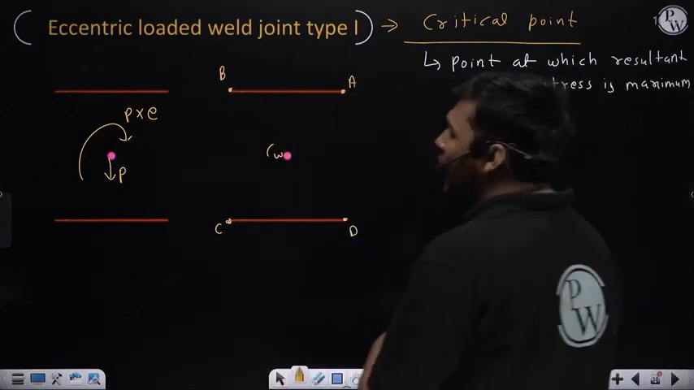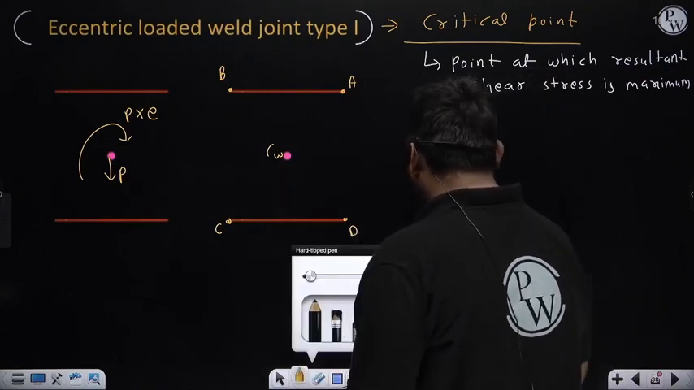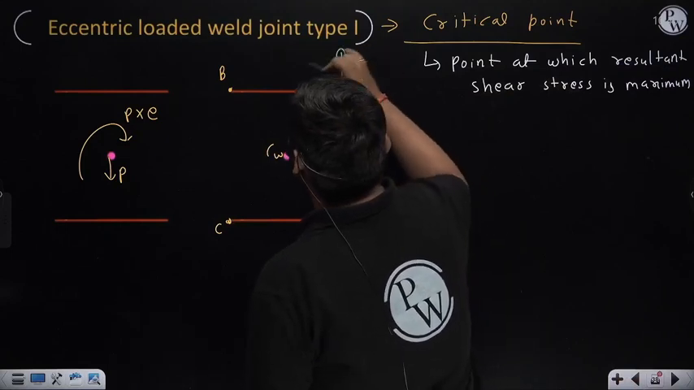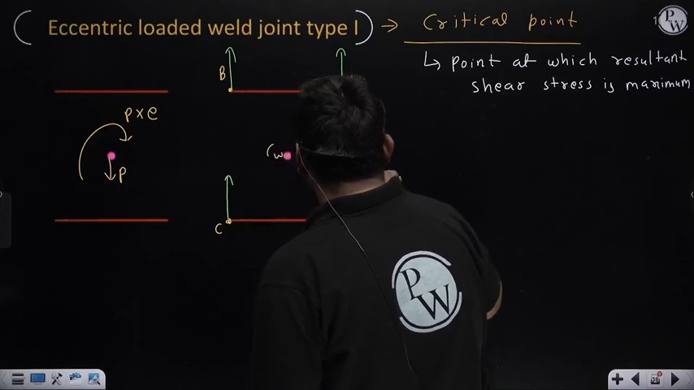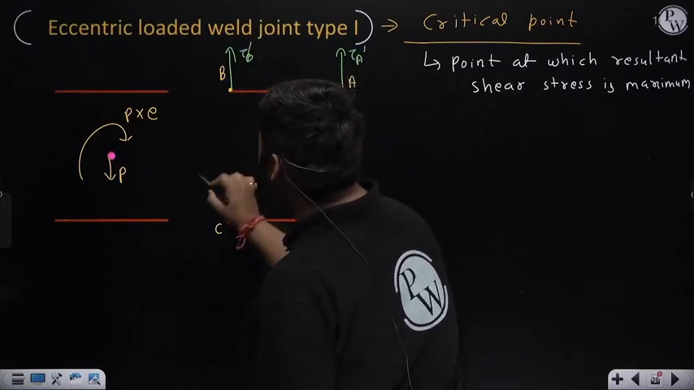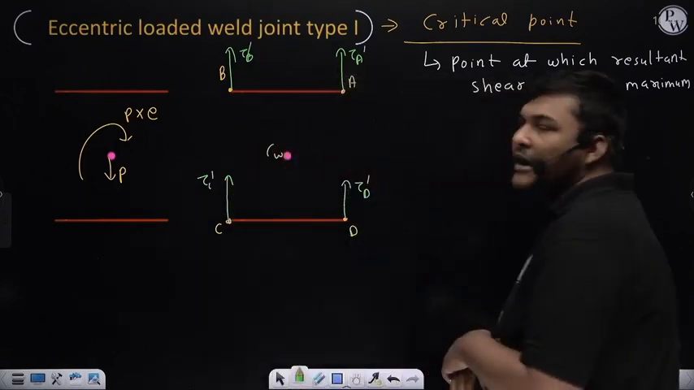Now draw the direction of primary shear stress and secondary shear stress at these points. The direction of primary shear stress will be opposite to P. Right now P is downward, so it will be upward. So this is primary shear stress at point A, point B, point C, and point D. I am denoting these as tau A dash, tau B dash, tau C dash, and tau D dash. So this is the direction of primary shear stress.